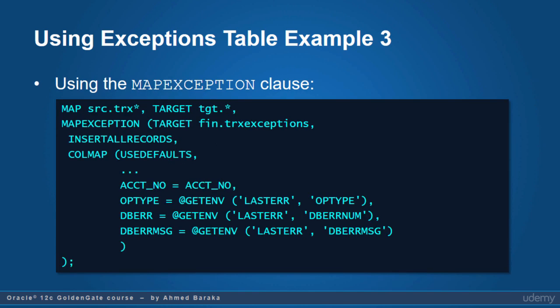This is an example of using the MAPEXCEPTION clause with an exception table. As you see in the example, the MAPEXCEPTION clause is used with the same map statement that's being used for the normal mapping between the source table and the target table. The exception table should have all the same columns as in the source tables, whose names start with TRX. The exception table also has more columns to save information about the errors.